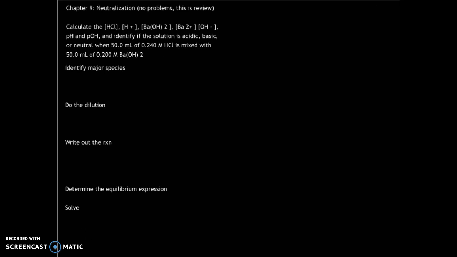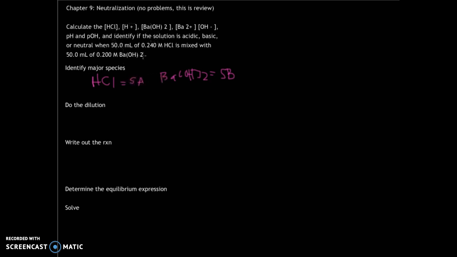I ask you to calculate a whole bunch of things, and I give you HCl, which is an acid, and I'm mixing it with barium hydroxide. So this is the first problem we've had so far that's an actual chemical reaction. It is acid-base neutralization. Okay, so I have two major species. I have HCl, which is a strong acid, and I have barium hydroxide, which is a strong base. Okay, so actual chemical reaction going on right here.